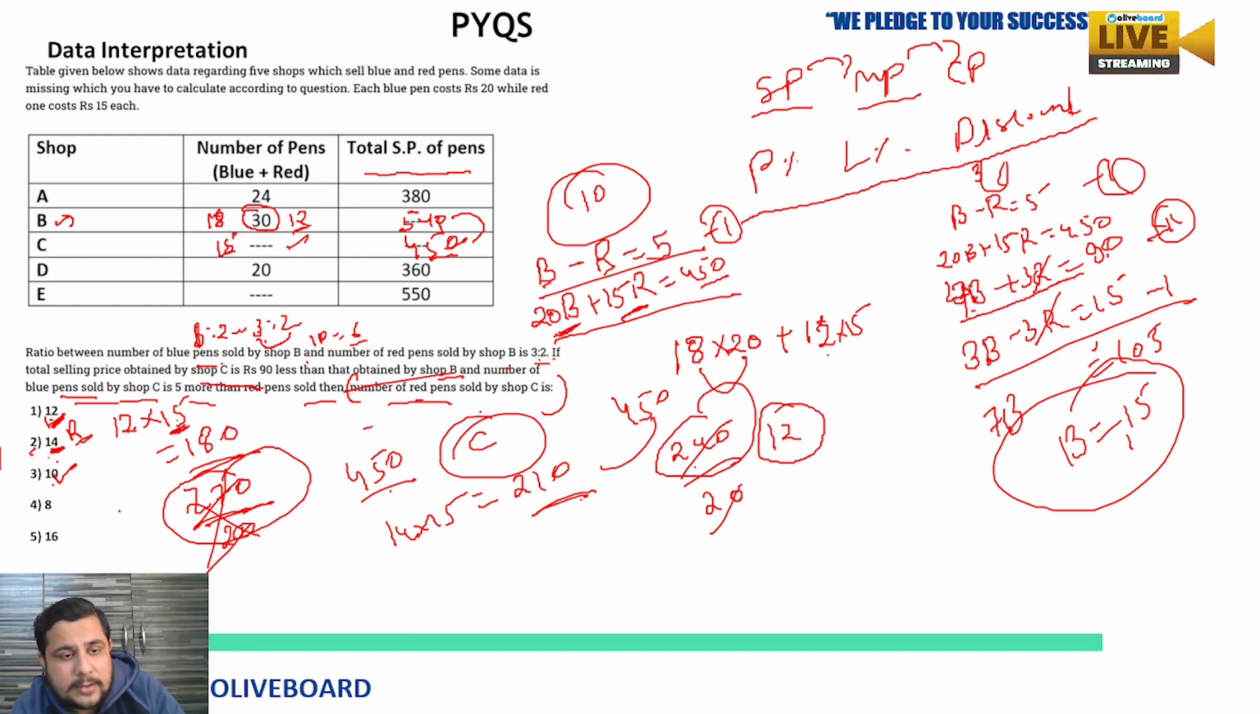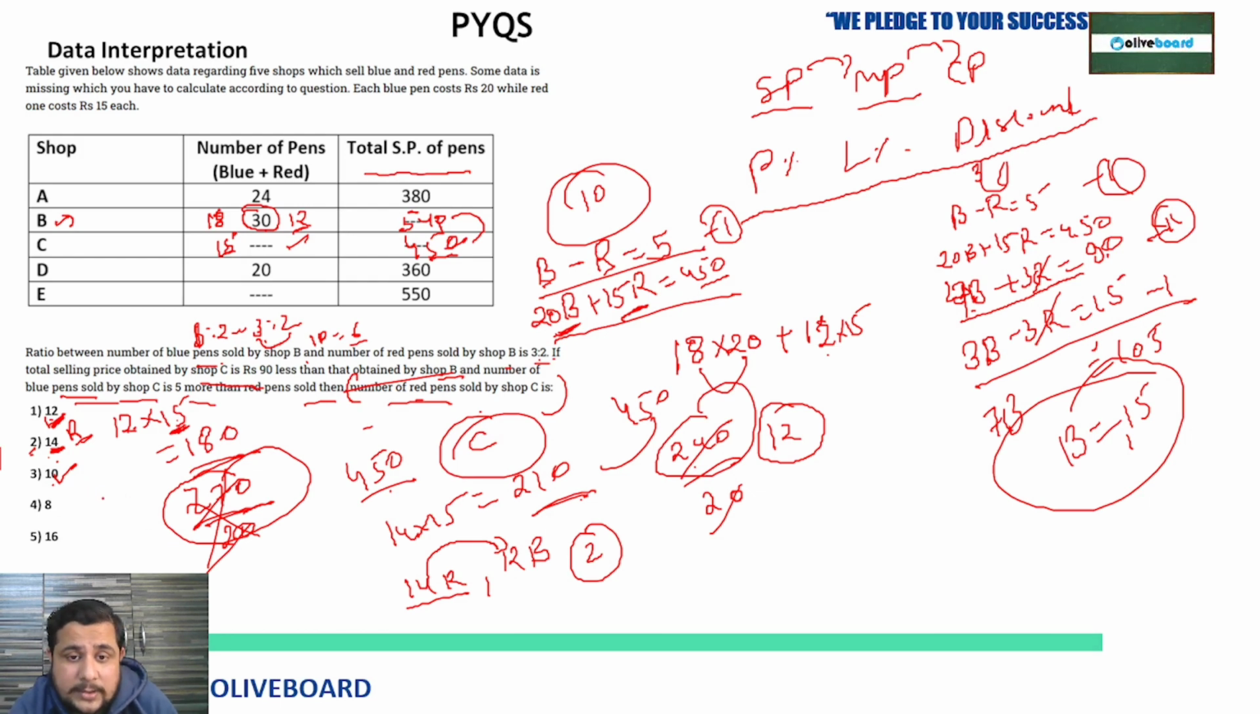So if 14 red pens are there, then 12 blue pens must be there. But their difference, if you check, is 2. Red pens are 2 more than blue pens. It is not following that condition. So this would be wrong then, right? Now what will we do?